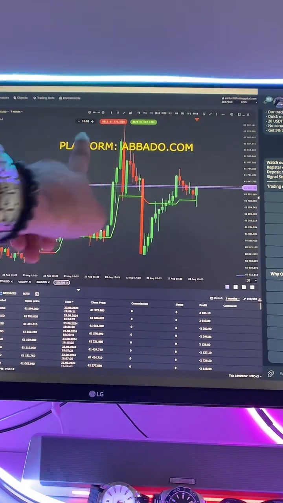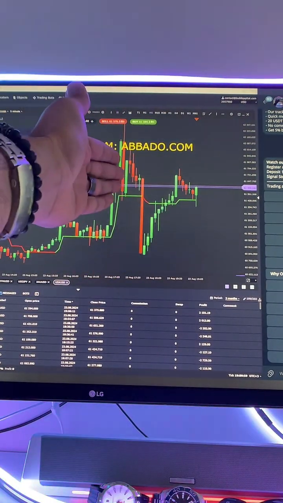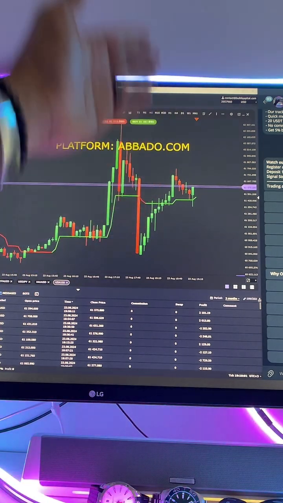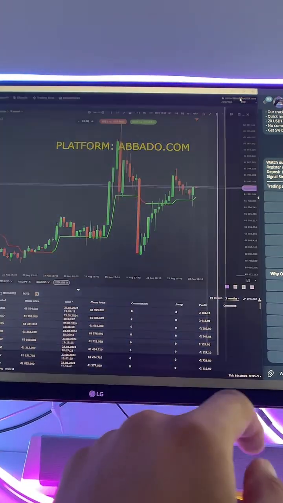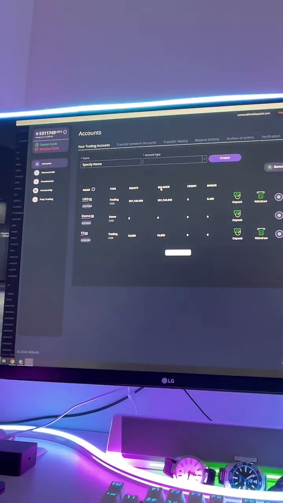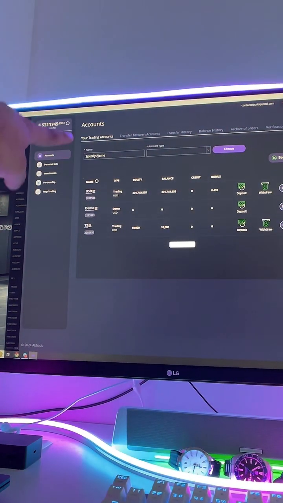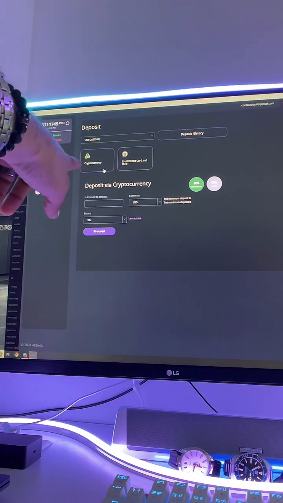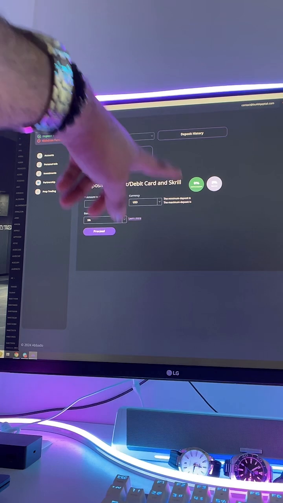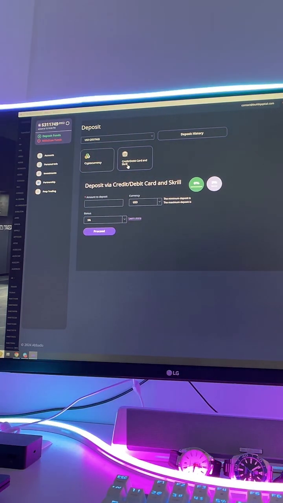And guys, right now, go to abado.com. Get your account set up. You can fund it right away, and I'll show you how to fund it. Abado.com, just take a screenshot. The link is also in the bio. What you're going to do is click your email on the top right corner of the platform, then click deposit funds. They have two options here: cryptocurrency, or credit/debit card and Skrill.